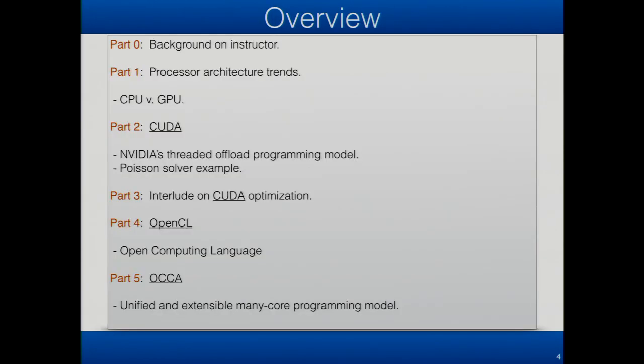OK, so here's how we'll structure the session. I'll talk a little bit about my research group and what our interests are. Then I'll start talking about processor architecture trends, and specifically, what is the difference between a CPU and a GPU? Nowadays, it's actually becoming a vanishingly small difference between a CPU and GPU. But we'll just highlight some of the design decisions that were made when NVIDIA and AMD started building GPUs. What is it that drove the architectural structure of these devices?